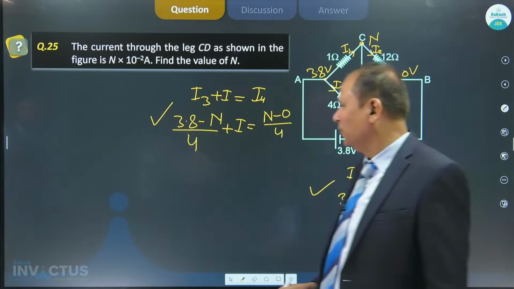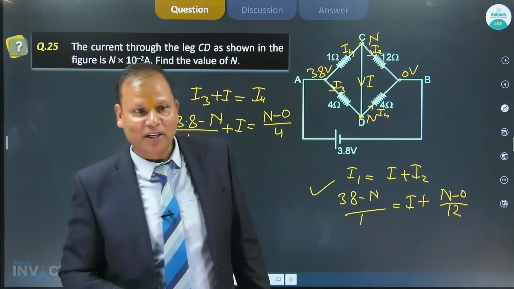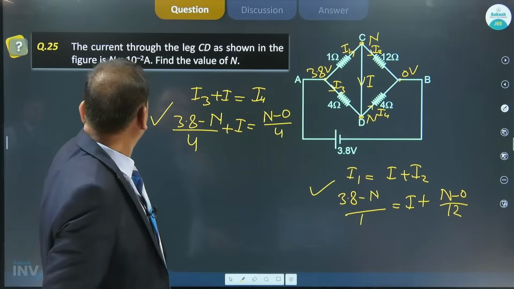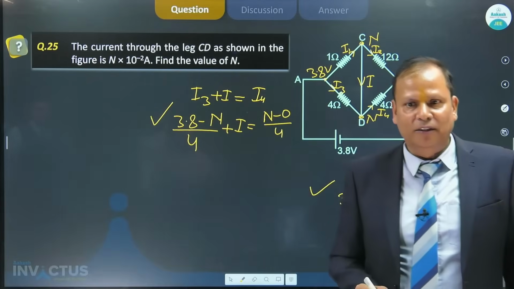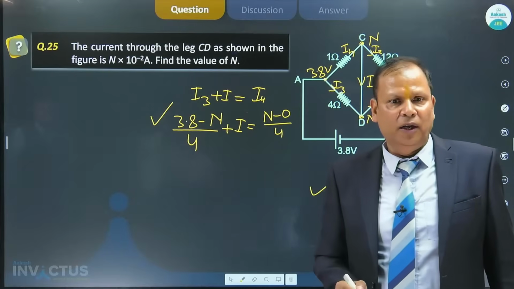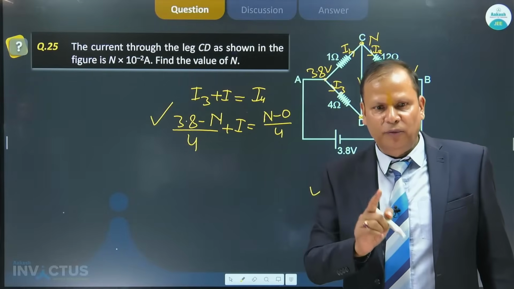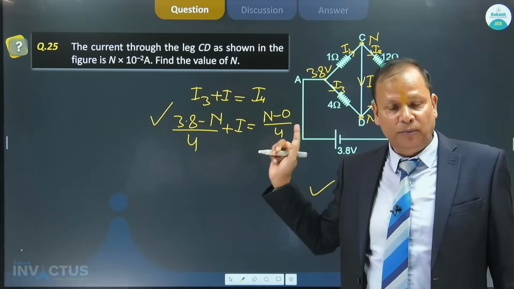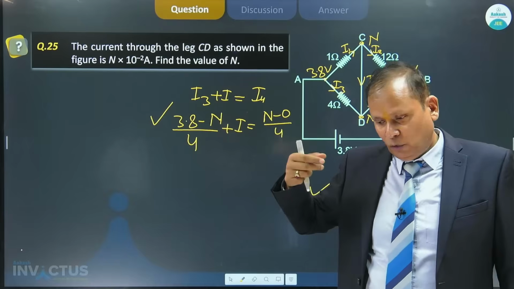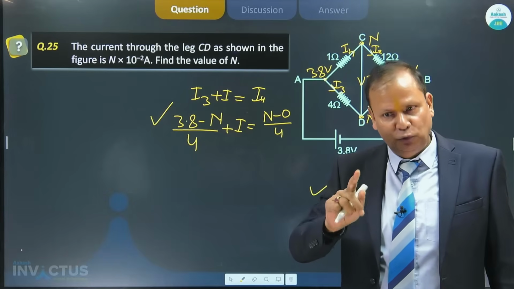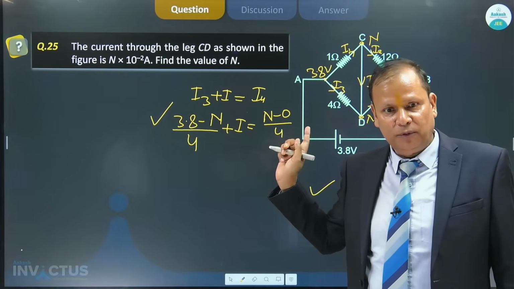Let me tell you, the value of n will come out to be 3, I have solved it. So I hope this session is good for you and it will be very helpful because we have discussed some good problems and a very crucial technique which can be used to solve such problems.